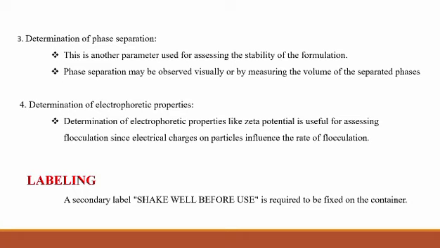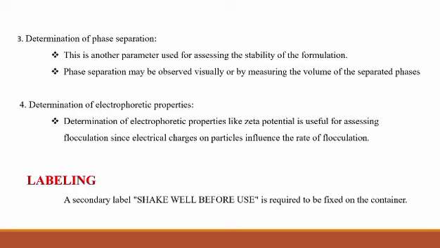But when there is a low zeta potential, it may lead to weak repulsion, meaning there will be an aggregation state, and it may lead to instability. So these are the four common evaluation techniques. First is determination of particle size and particle count. Next is determination of viscosity, then determination of phase separation, and determination of electrophoretic properties. These are the main four evaluation techniques used to evaluate the stability of emulsions.